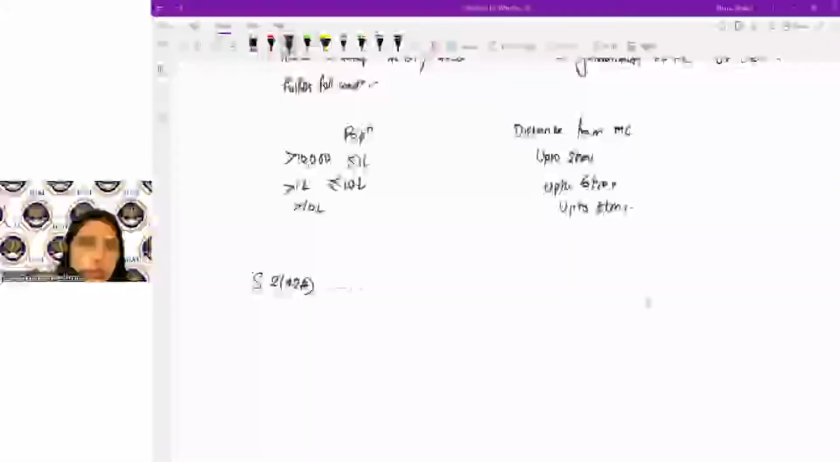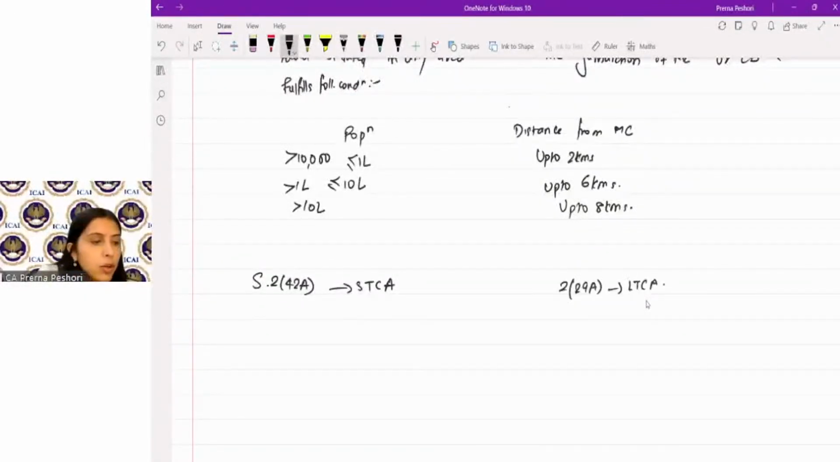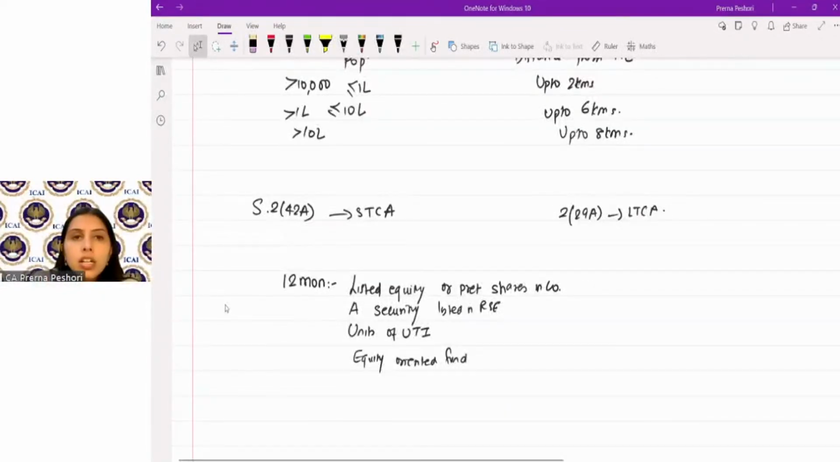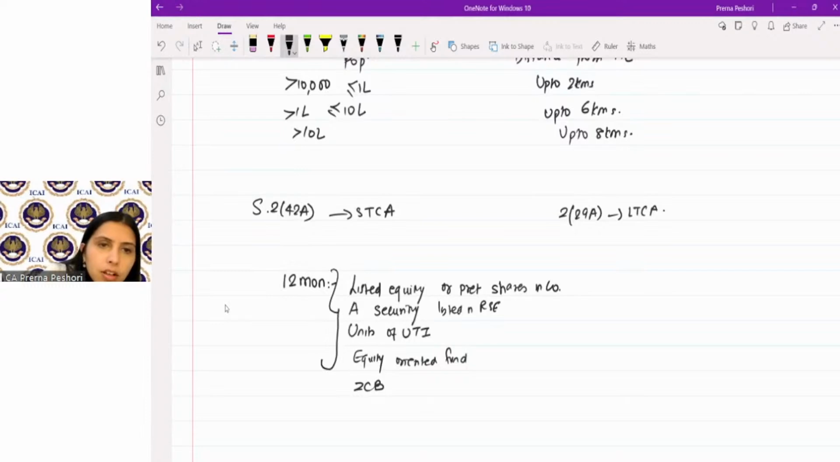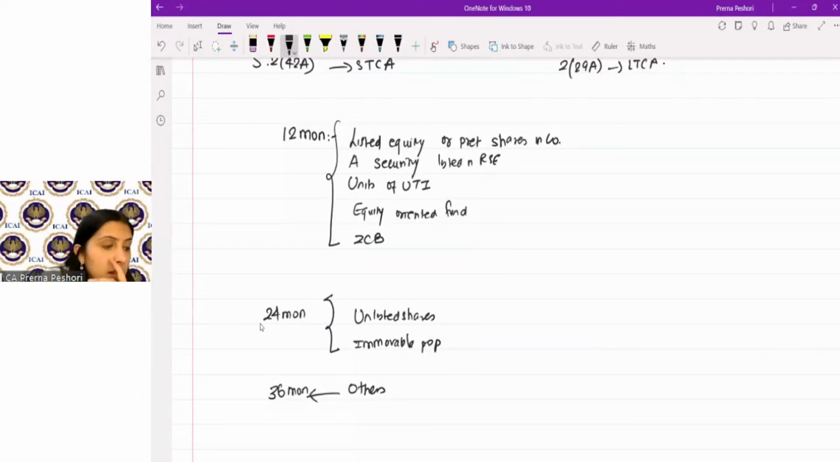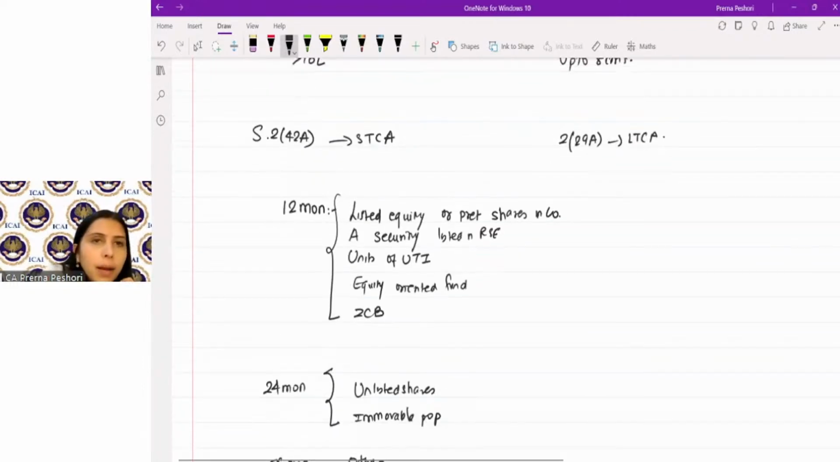Okay. The short-term capital asset and long-term capital asset. Now, what is the holding period? Preference shares in a company, then a security, units of mutual funds. So for 12 months, we have the security listed in a recognized stock exchange, unit of zero coupon bonds. For all of these, we have a 12-month period. For unlisted shares and immovable property, 36 months. Clear?